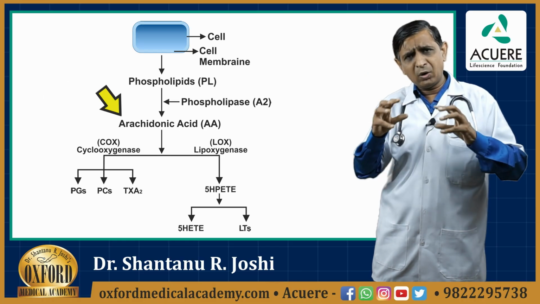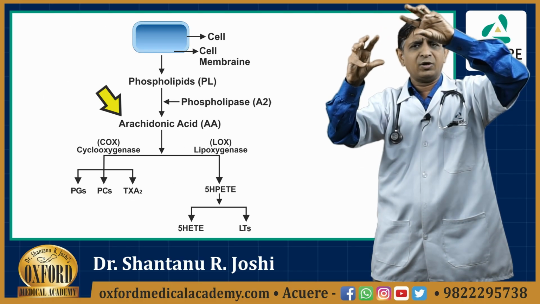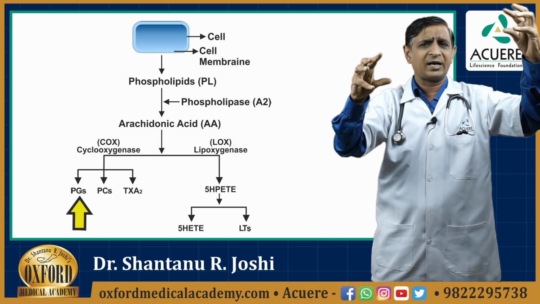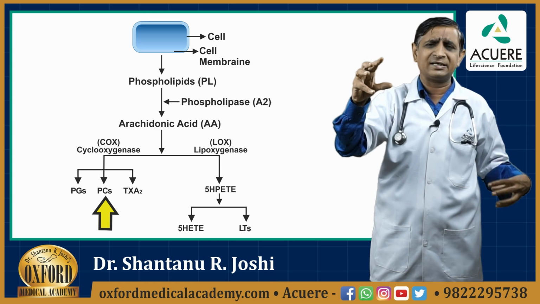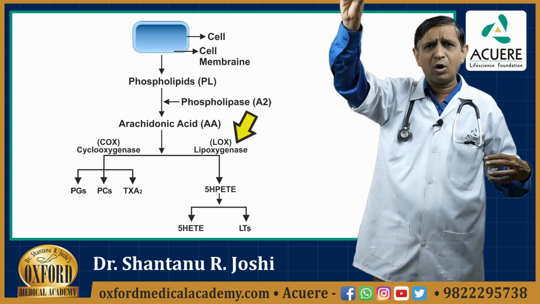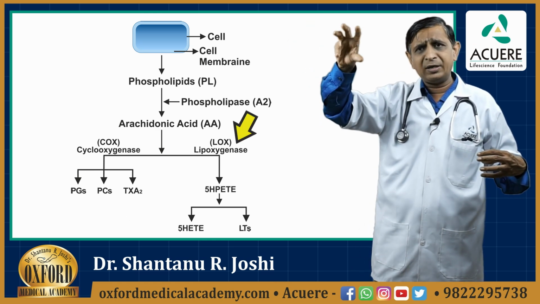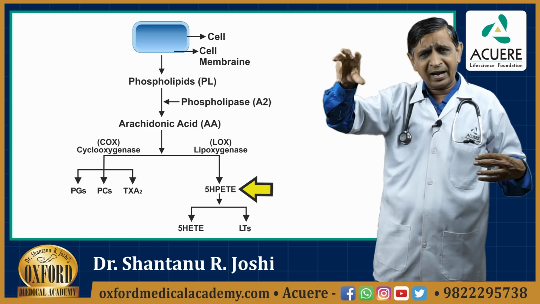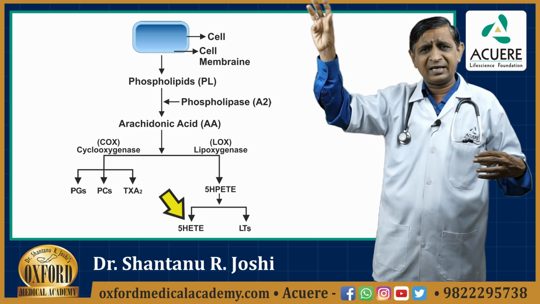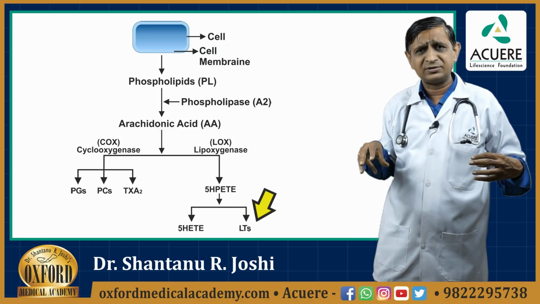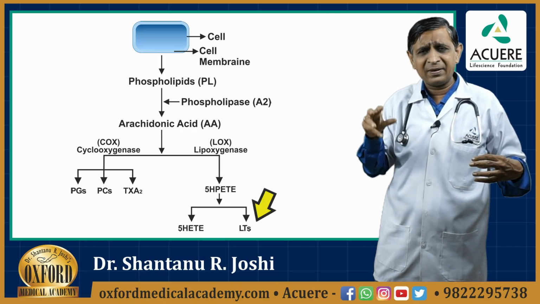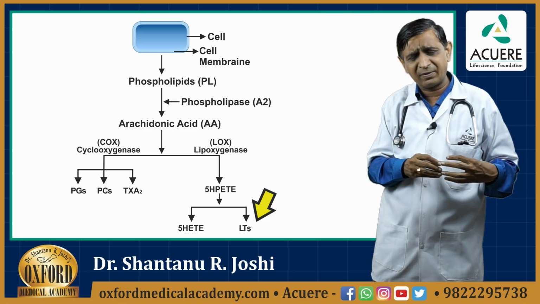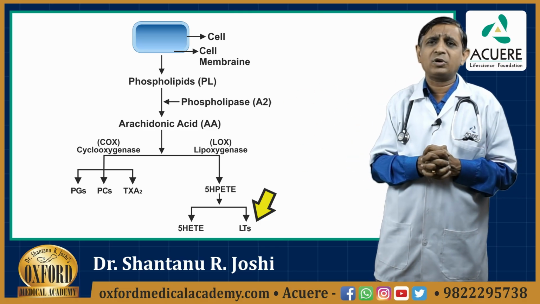Now, we know that arachidonic acid can be converted by the cyclooxygenase pathway into prostaglandins, prostacyclins and TXA2, or by the lipooxygenase pathway into 5-HPETE, 5-HETE and leukotrienes. In this lipooxygenase pathway, LTs are the major mediators of inflammation. Today, our focus will be on the cyclooxygenase pathway.